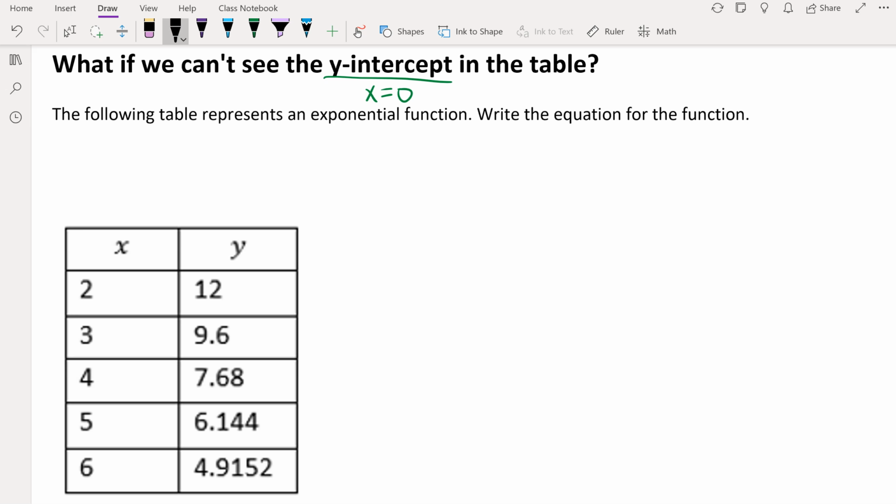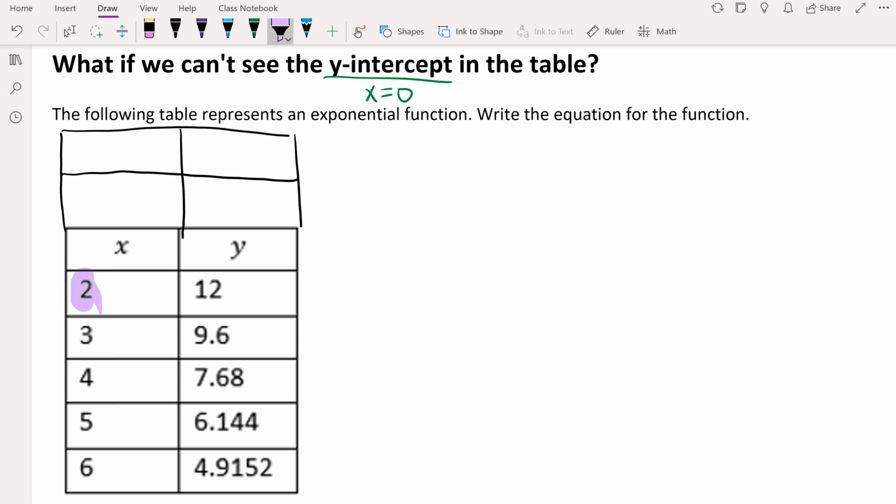So here's what I'm going to do, y'all. I'm going to draw the table up here and pretend that we're going backwards in our table. So we have x equals 2. So the next x value would be 1 and then 0, right? If we're going backwards in our table.